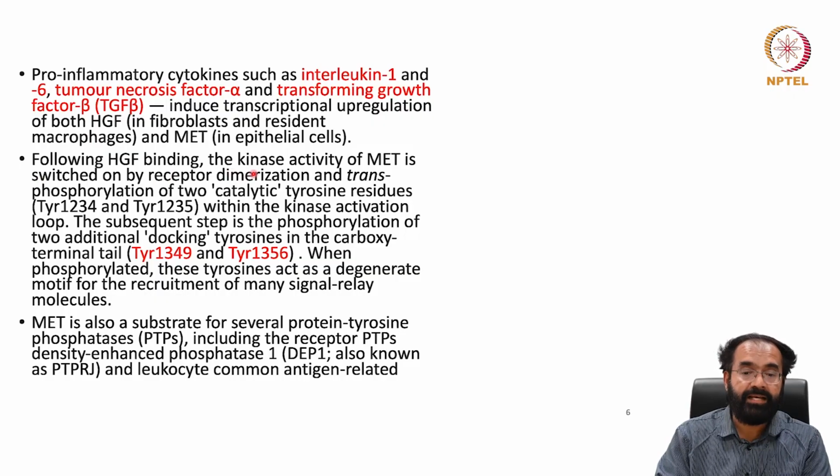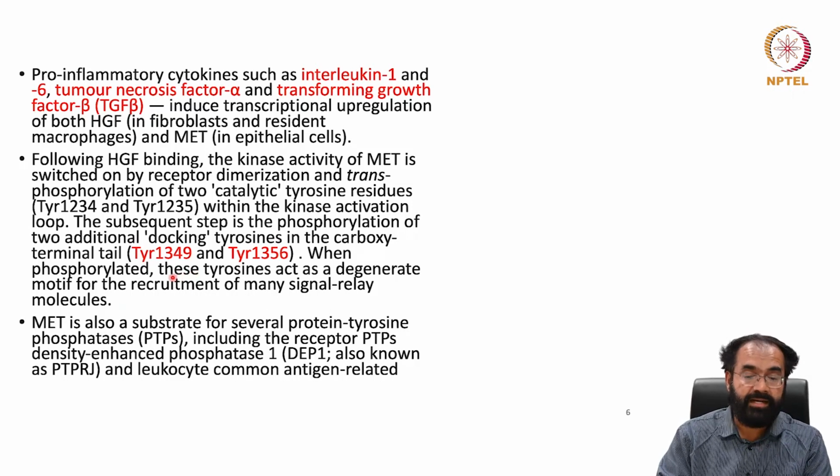Now they have to act and the gene expression events start. Following HGF binding, the kinase activity of MET is switched on by receptor dimerization and transphosphorylation of two catalytic tyrosine residues, that is tyrosine 1234 and tyrosine 1235 within the kinase activation loop. That is the first event that occurs. The subsequent step is the phosphorylation of two additional docking tyrosines in the carboxy terminal tail, that is tyrosine 1349 and 1356. So we have a total of 4 tyrosines in the picture.